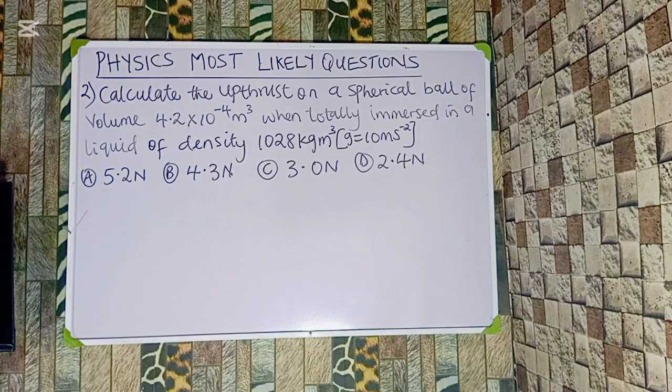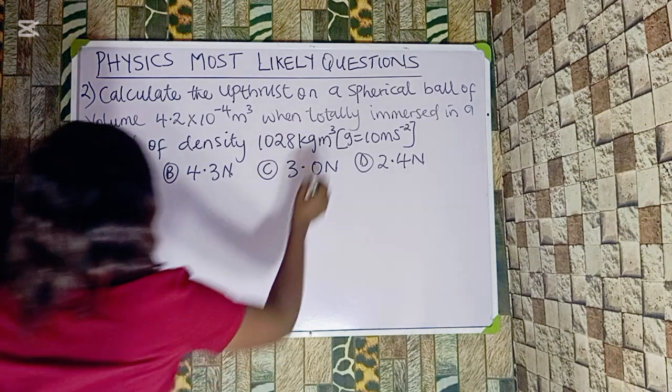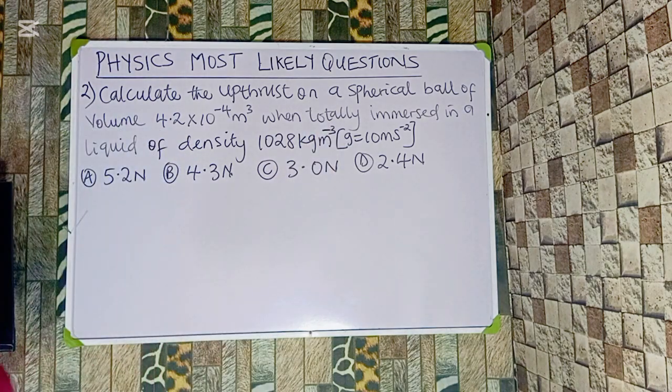Calculate the up thrust on a spherical ball of volume 4.2 times 10 to the power of minus 4 meter cube when totally immersed in a liquid of density 1,028 kilogram per meter cube. Then we are given g to be 10 meters per second square. Option A is 5.2 Newton, option B is 4.3 Newton, option C is 3.0 Newton, and option D is 2.4 Newton.